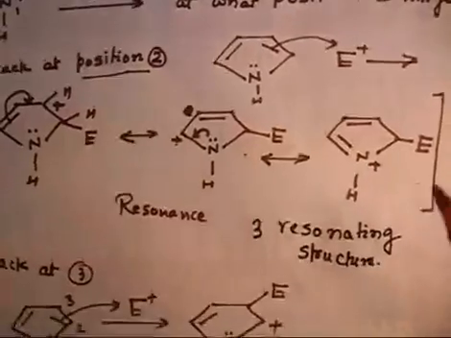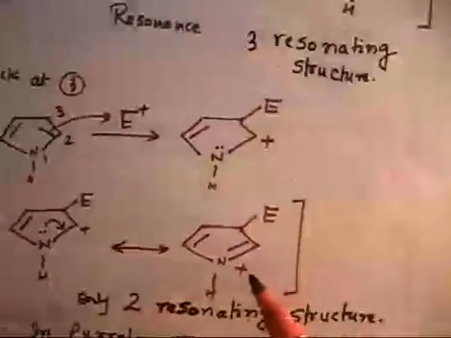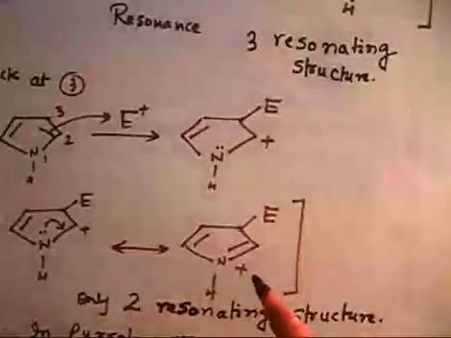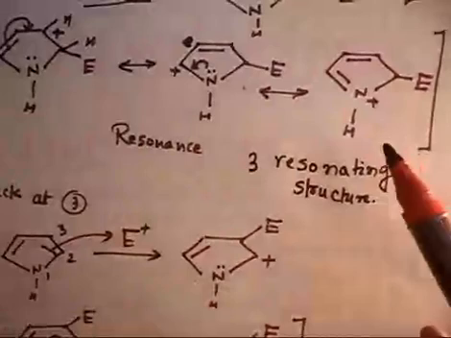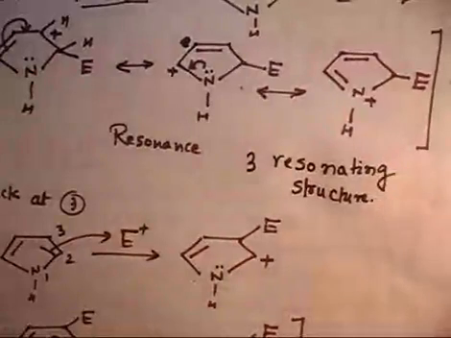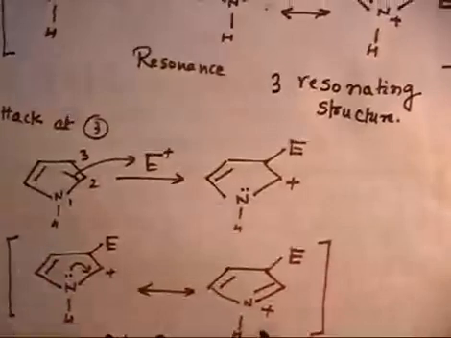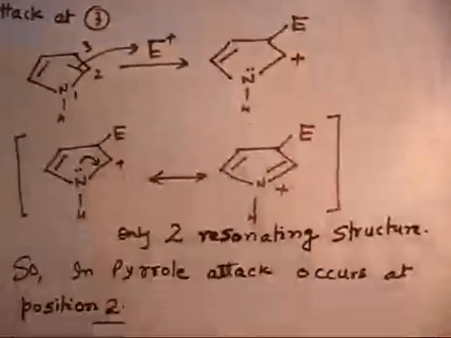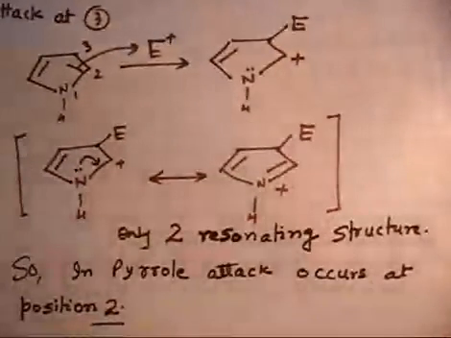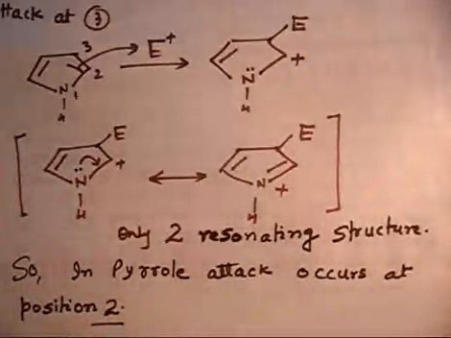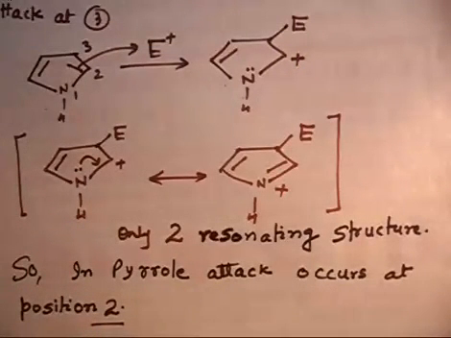Although this one contains a positive charge on nitrogen, this also contains one resonating structure with positive charge on nitrogen. So this becomes less stable and this becomes more stable. If I have attack on 2, that generates a more stable intermediate, and this generates a less stable intermediate. So attack will happen at position number 2. You have to remember, in pyrrole, attack of the electrophile happens at carbon number 2.